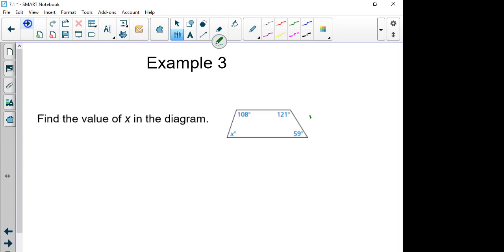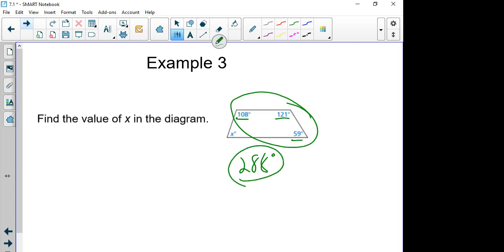Okay, so we have 4 angles here. If we just add those up, 108 plus 121 plus 59, that's 288 degrees. I used my example before with triangles: you have 180 hours to spend, and you have 3 stores to spend it. Well, here, you have more money. You have $360. You spent 108 at this store, 121 here, and 59 here. That means you spent $288. How much do you have left in your wallet? 360 minus 288, which means x is 72 degrees. You have 72 hours left to spend there.